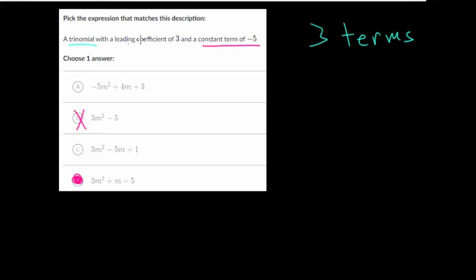So let's double check it. Does it also have this leading coefficient of 3? And with the highest power of m here, it is multiplied by 3. So that leading coefficient is 3. And we're subtracting 5 at the end, which is the constant term. But it's also a trinomial because there's 3 terms. This one would have a leading coefficient of 3, but the constant term is plus 1. This one has a leading coefficient of minus 5 and a constant term of plus 3. So choice letter D would be correct here.